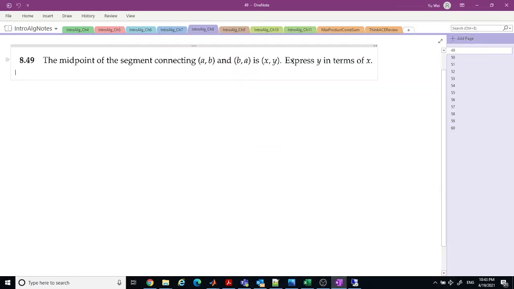Okay, let's start solving the challenge problems for chapter 8. So the first question, 8.49. The midpoint of the segment connecting these 2 points is (x, y). Express y in terms of x.